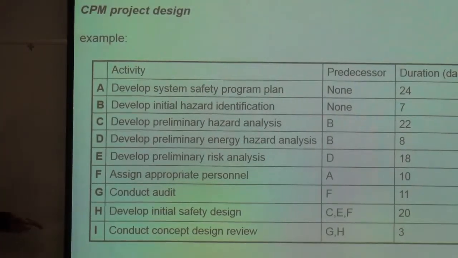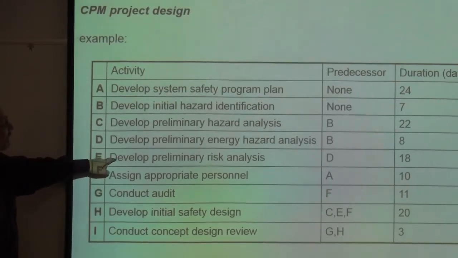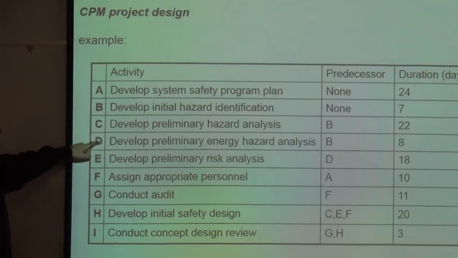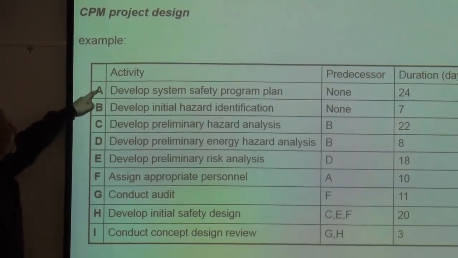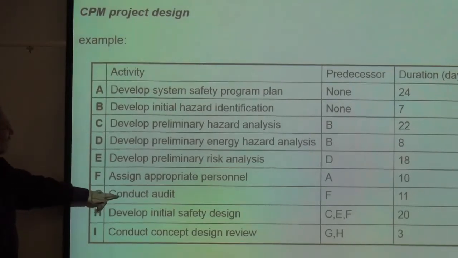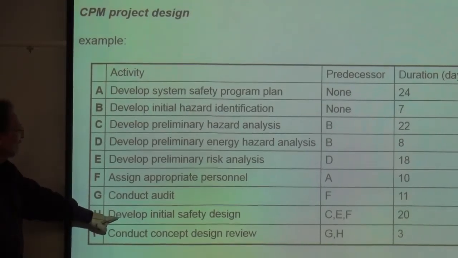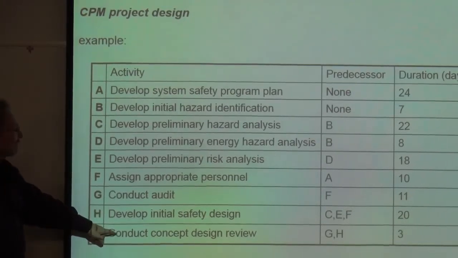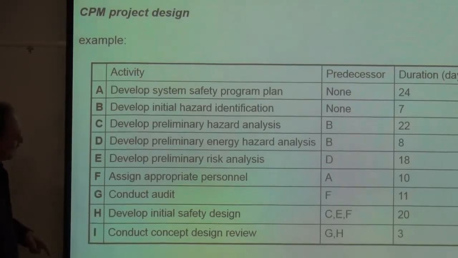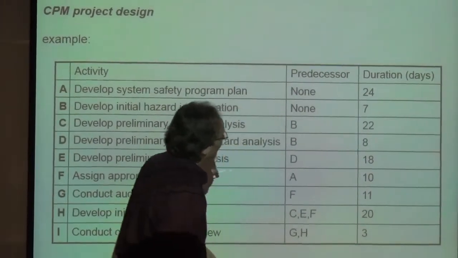Develop preliminary energy hazard analysis also has to occur after B. Develop preliminary risk analysis has to occur after you completed D. Assign appropriate personnel has to occur after you finish A. You can kind of see where this is going here. Conduct your audit occurs after you've done F. Develop initial safety design has to be done after C, E, and F, and then conduct concept design review has to occur after G and H. So each of these has a predecessor and it has a duration associated with it.